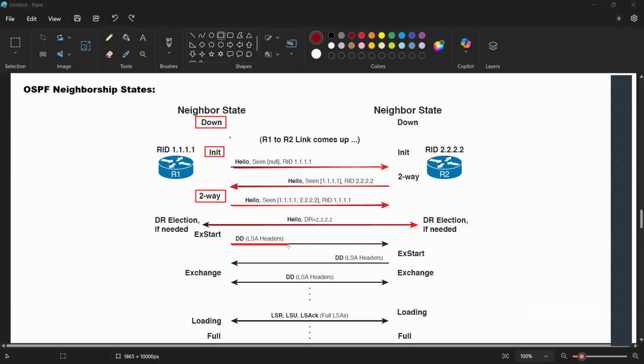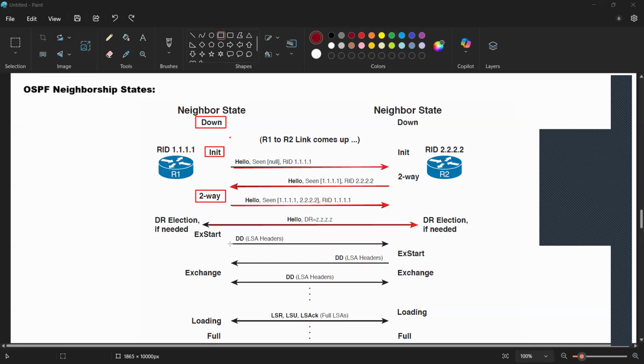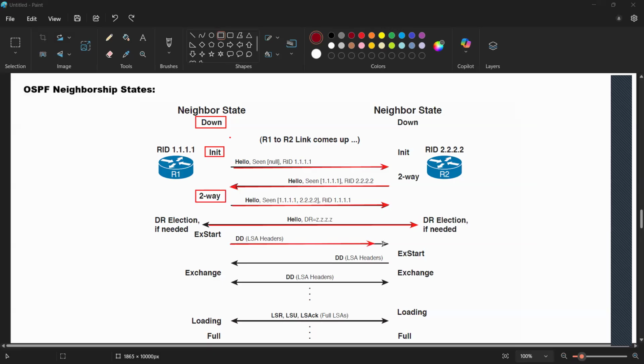They will start exchanging the database description messages. But they will ask, who will start exchanging the database first? Who will start exchanging the database information? R1 will say, I don't know who will send. R2 will say, I don't know who will send. So they will say, let's decide about this also, who will exchange the database information first.